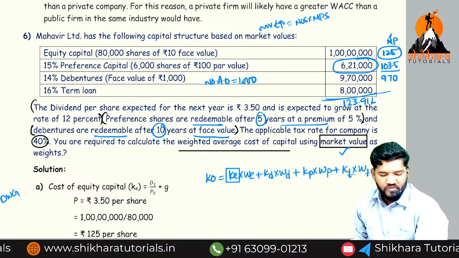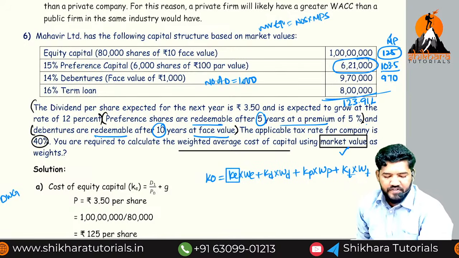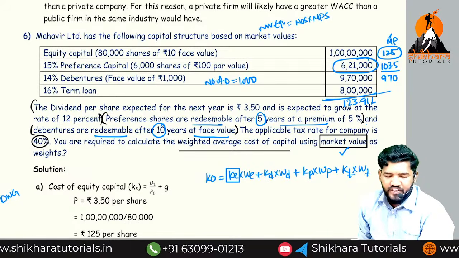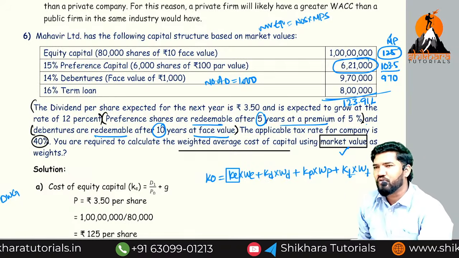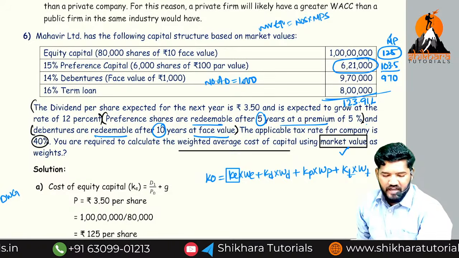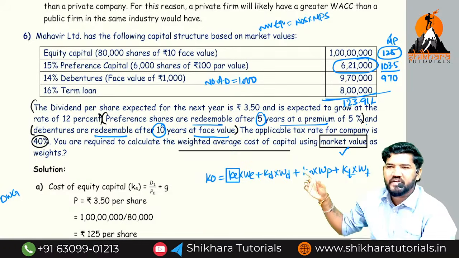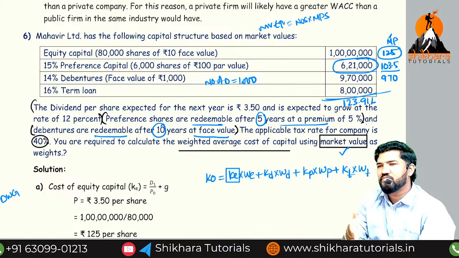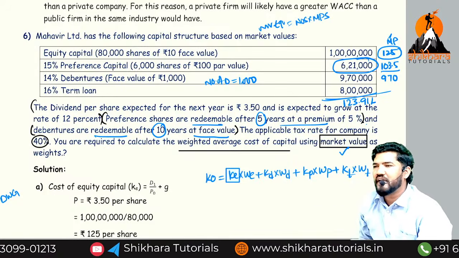Next, 15% preference share capital, 6,000 shares. In books, they are recorded at 100 rupees. 6,000 into 100, how much? 6 lakhs. 6 lakh is the book value, 6,21,000 is the market value.